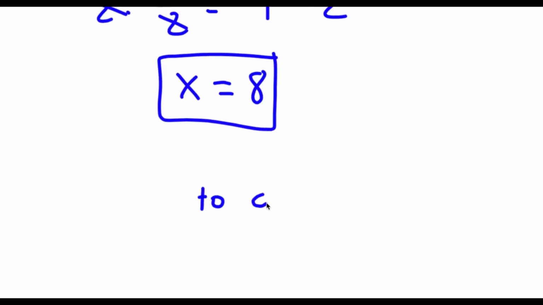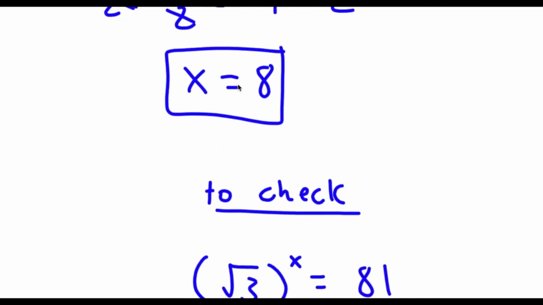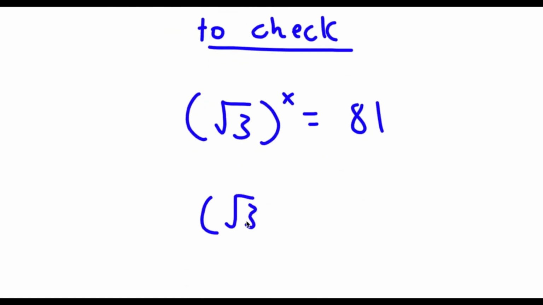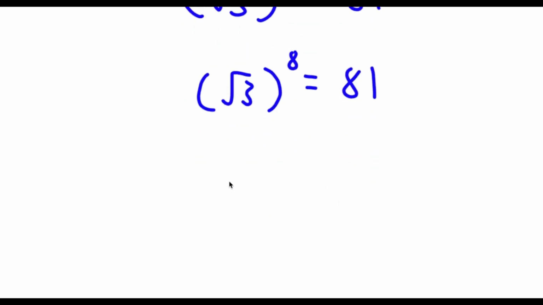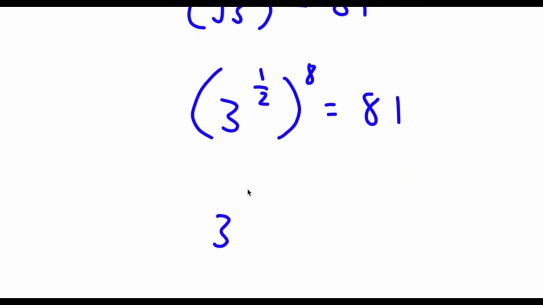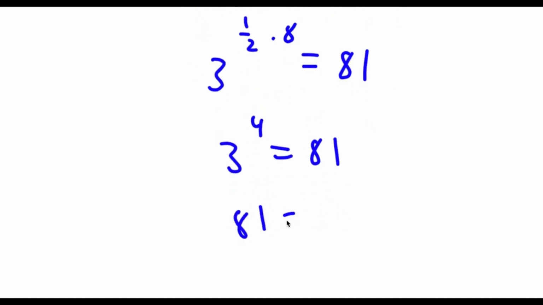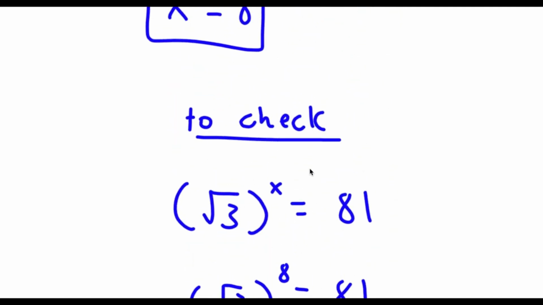So now to check, I have the square root of 3 to the power of x is equal to 81. We know that x is equal to 8, so now I have the square root of 3 to the power of 8 is equal to 81. Now remember, the square root of 3 is the same thing as 3 to the power of 1/2. So now I have 3 to the power of 1/2, to the power of 8, is equal to 81. This is the same thing as 3 to the power of 1/2 times 8 is equal to 81. 8 times 1/2 is 4, so I have 3 to the power of 4 is equal to 81, and 3 to the power of 4 is 81. So I have 81 is equal to 81, and this is right, so my solution is right.